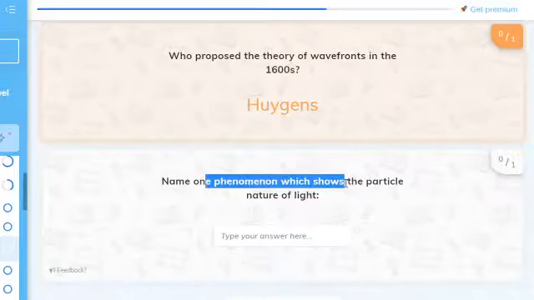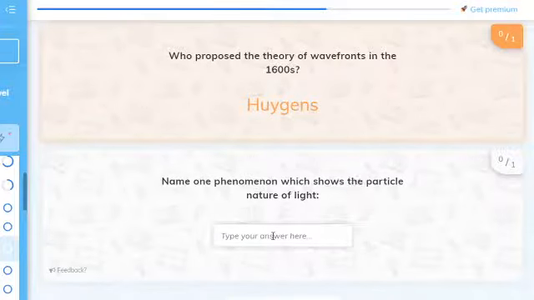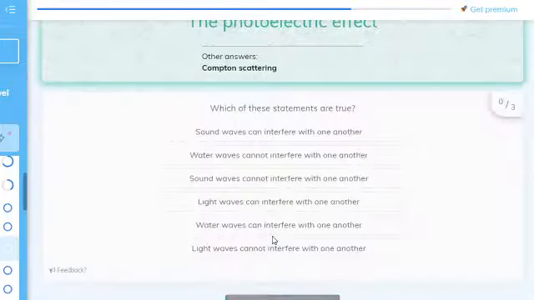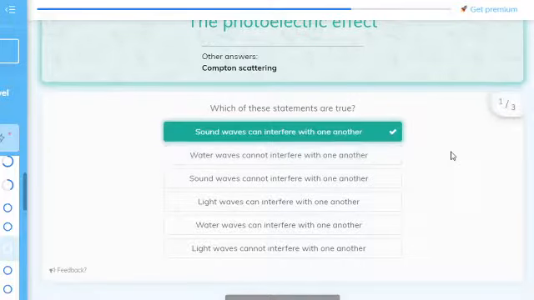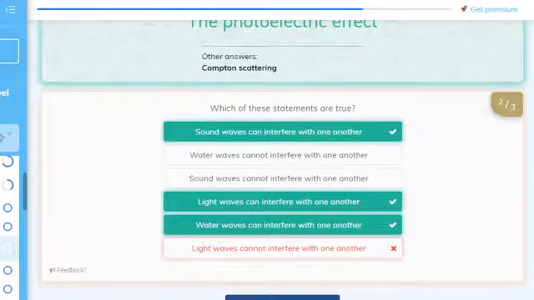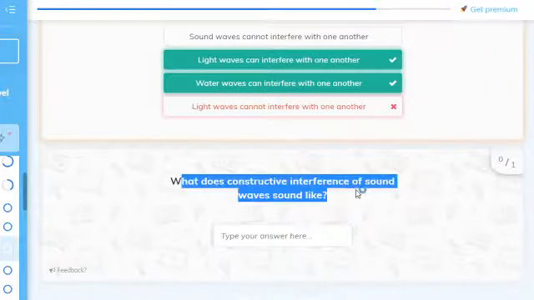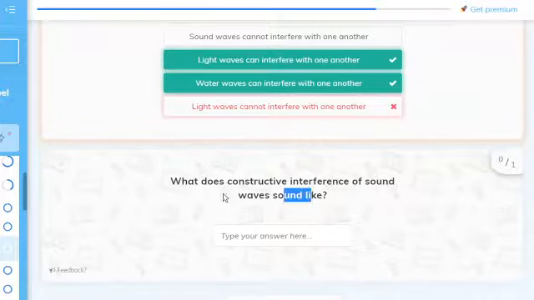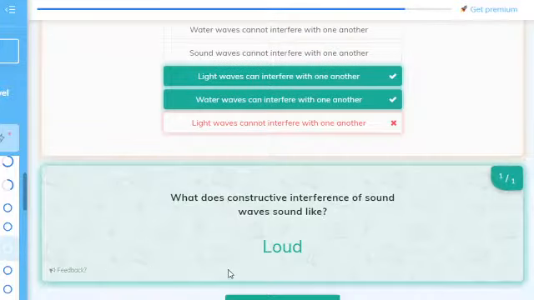Name one phenomenon which shows the particle nature of light. The photoelectric effect. Yeah. Which of these statements are true? Sound waves can interfere with one another. Yes, they can. Light waves can interfere. They can. All waves can interfere with each other. What does constructive interference of a sound wave sound like? Louder. Yeah, louder. It's like the amplitude gets higher. So that is interference.